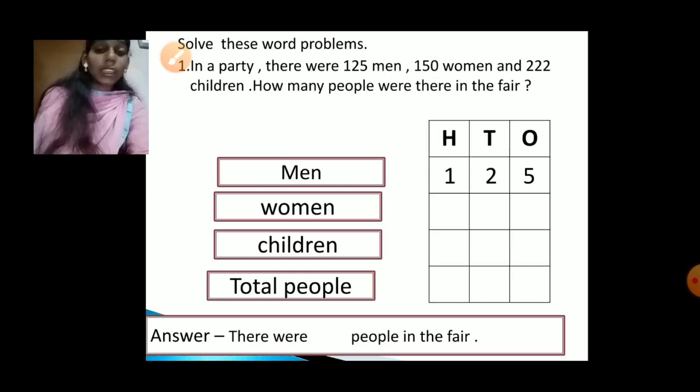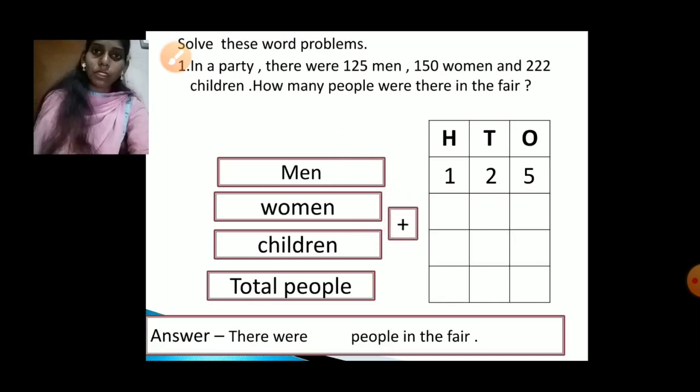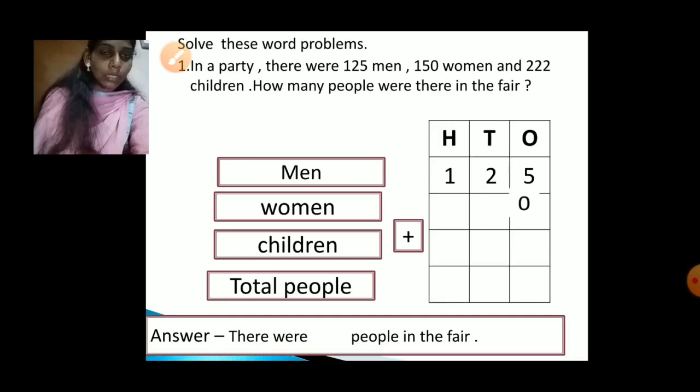Right? Then we already decide our operation. What? Addition. Then we will write addition sign, that is plus. Right? Then 150. Women is 150. So first we will arrange these numbers at correct place. So 0 we will write under the ones place, 5 we will write under the tens place and 1 we will write under the 100 place.